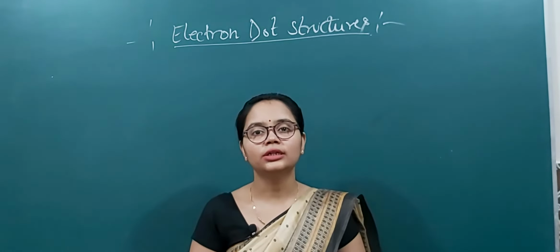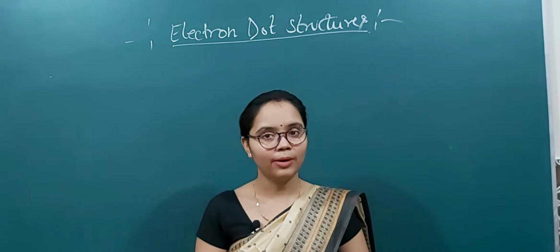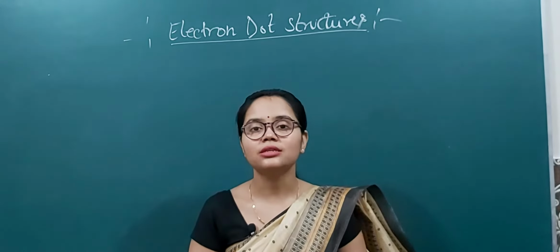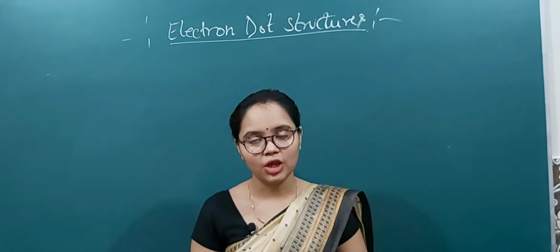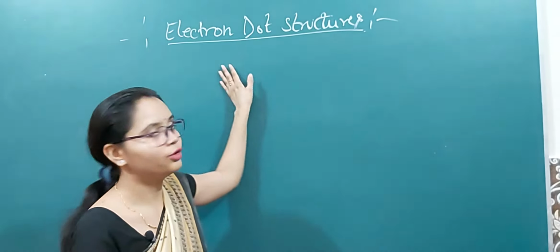Dear children, today I am going to tell you about the sharing of electrons. Means in a covalent compound, how electrons are shared to form bonds. So these representations are known as electron dot structures or Lewis structures. So our today's topic is electron dot structure.